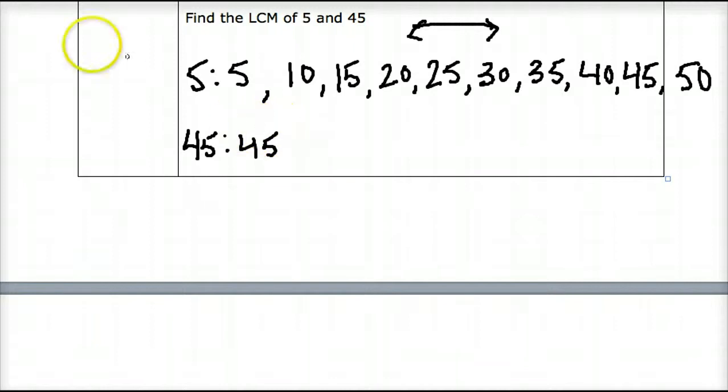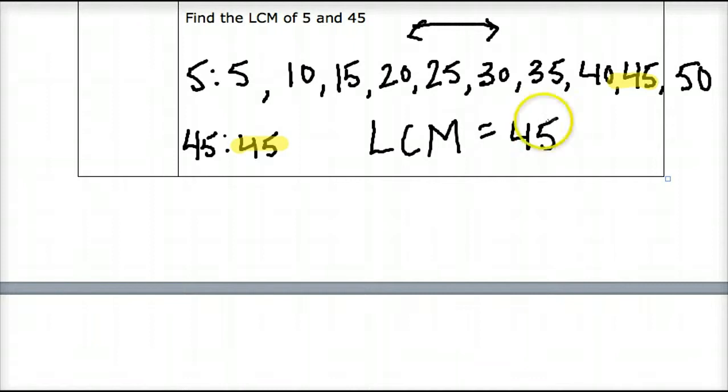And we actually realize right away that we don't have to do much more work here because both of these sets of multiples have the number 45 in them. So that means that our LCM of 5 and 45 is going to equal 45. And 45 would be our final answer.